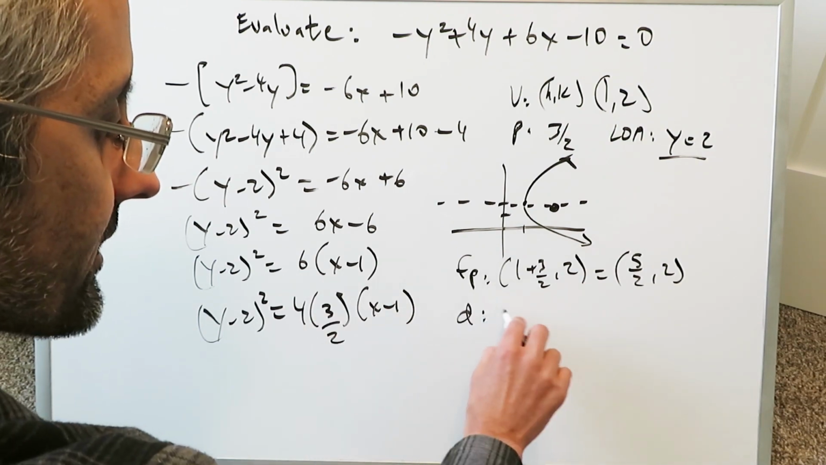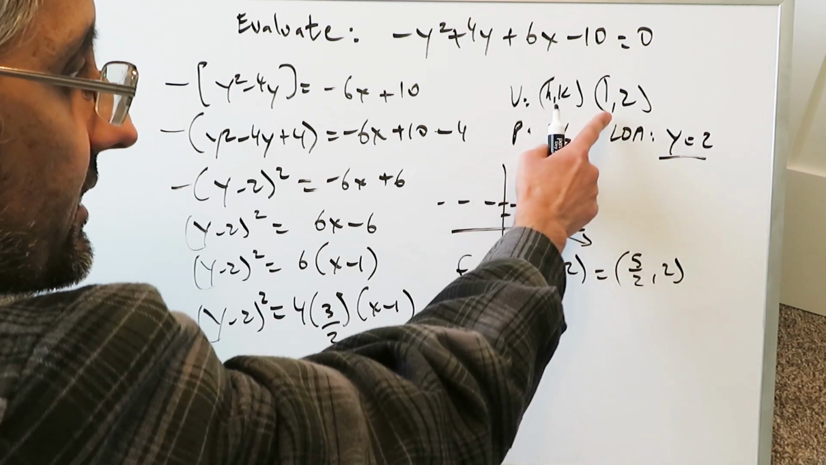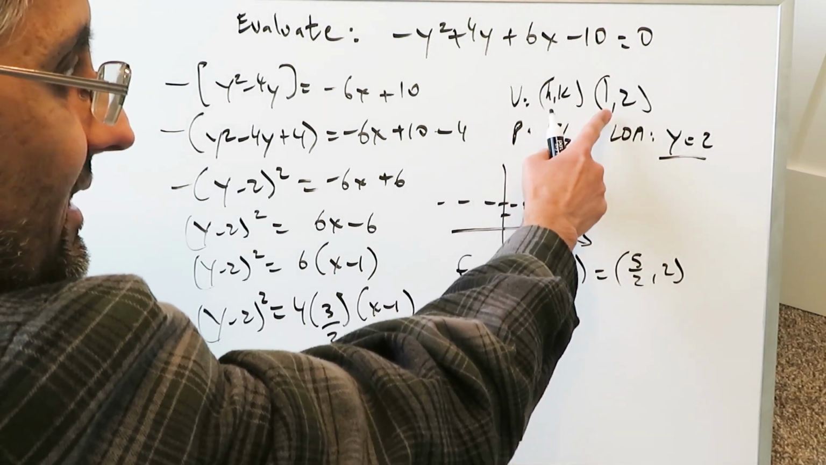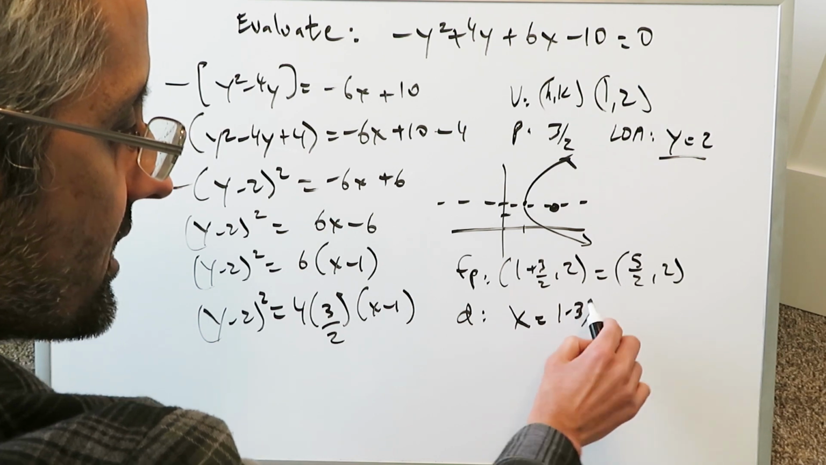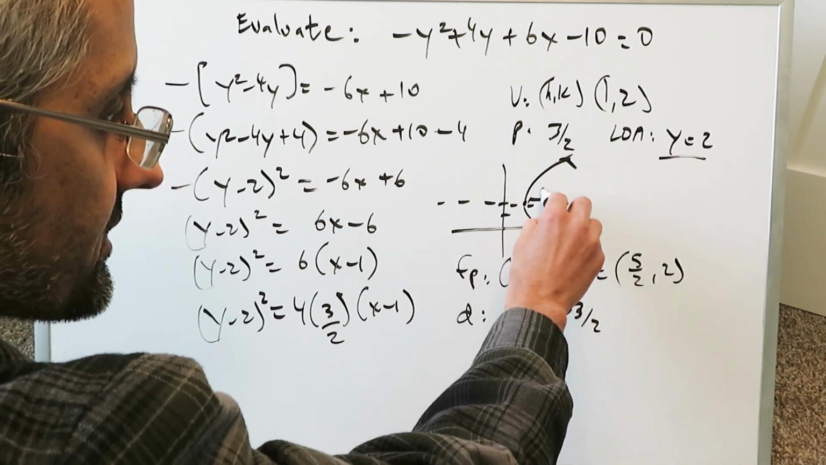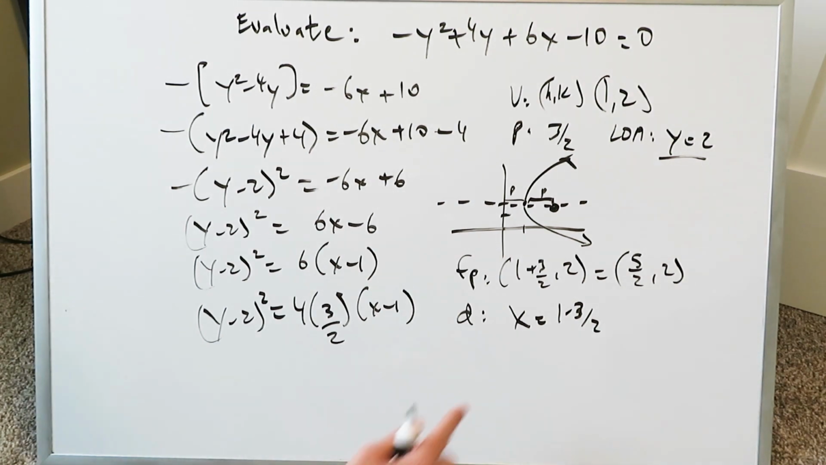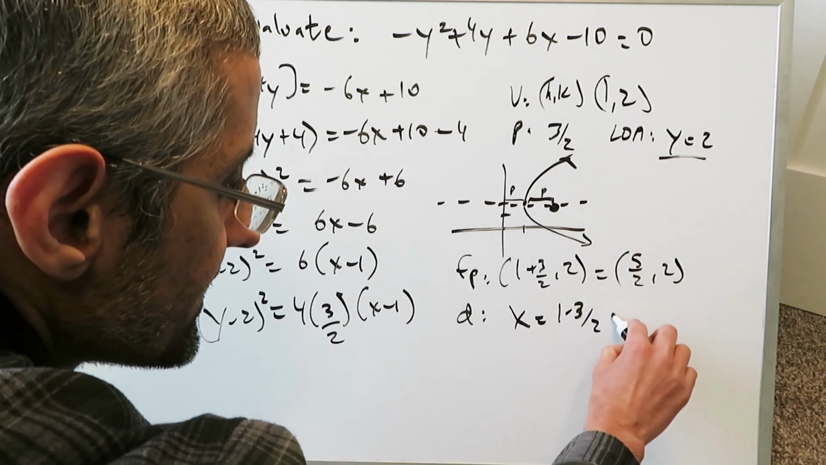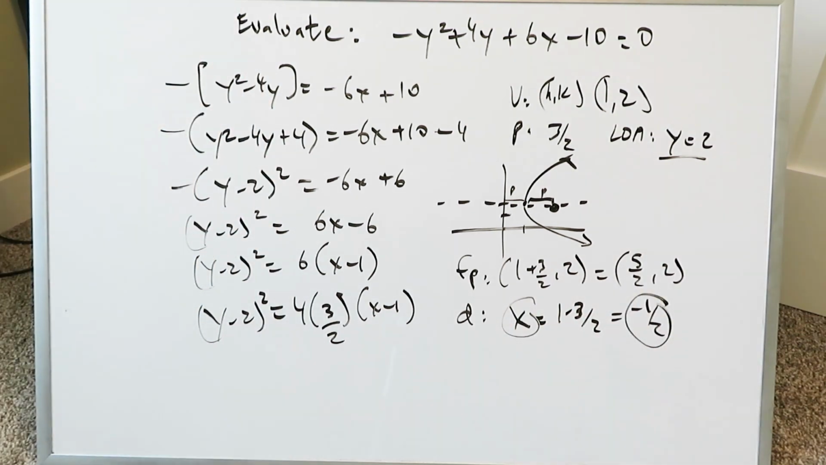Let's do our directrix. It's going to be a vertical line. X is equal to, but it's going to be 3 over 2 units to the left of that 1 value. 1 minus 3 over 2. Remember, it's always p units. In this direction you have p units, and in this direction you have p units towards your directrix. What's 1 minus 3 over 2? It's going to be minus 1 over 2. X is equal to minus 1 over 2 is my directrix.